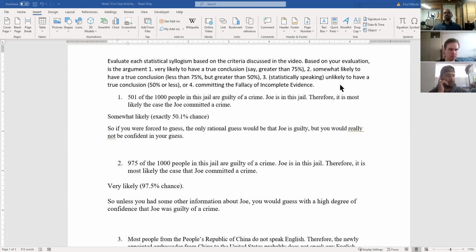Fallacy of incomplete evidence, this is our non-math way of saying something is wrong with how the percentage was actually calculated. It was calculated incorrectly. And the way in which it was calculated incorrectly, it means we know things about the individual that's being talked about within the statistical syllogism that are not being included in the percentage that's actually calculated. So let's start looking at some specific examples.